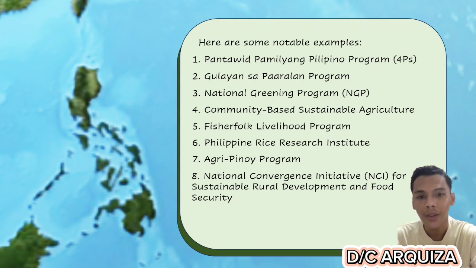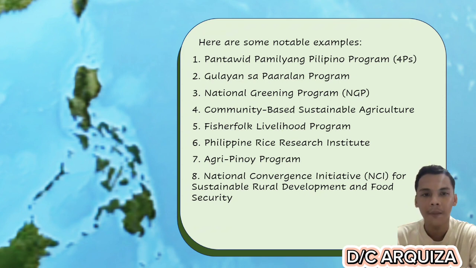food security. Through the NCI, government agencies work together to synchronize their efforts in providing support services, infrastructure, technology, capacity building, and livelihood opportunities to rural communities. By pooling resources and expertise, the program aims to empower farmers, fisherfolk, and other rural stakeholders, thereby enhancing agricultural productivity, increasing incomes, and improving living standards in rural areas while ensuring food security for the nation.